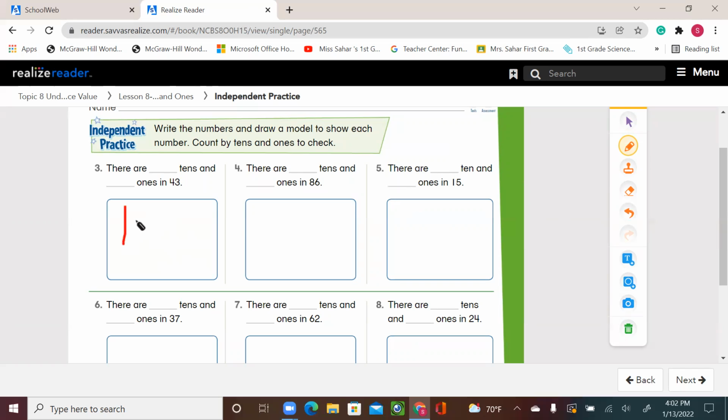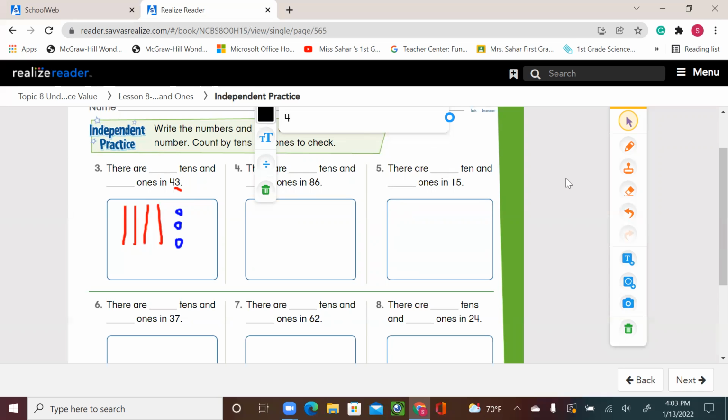10, 20, 30, 40. How many ones? 3. We take a different color. 1, 2, 3. So now I draw it. Now I'm going to write down 4 tens because it's 43. So 4 tens and 3 ones.